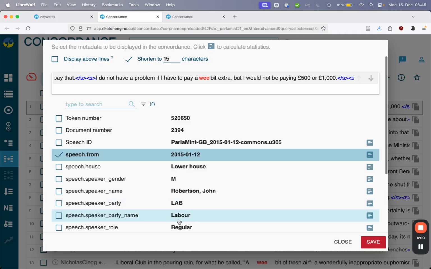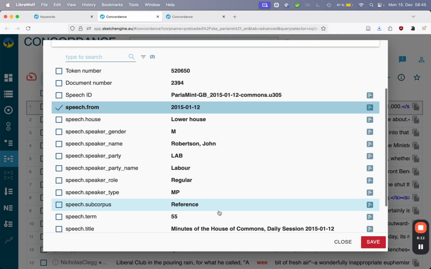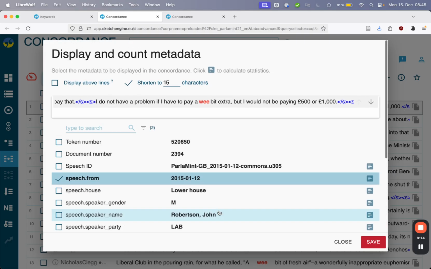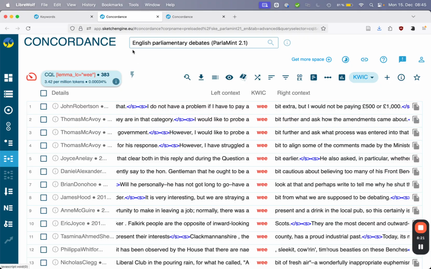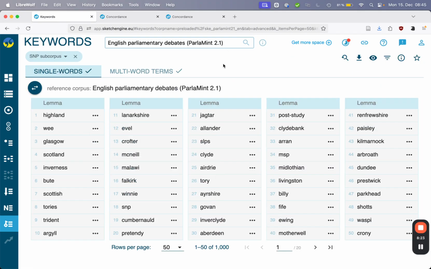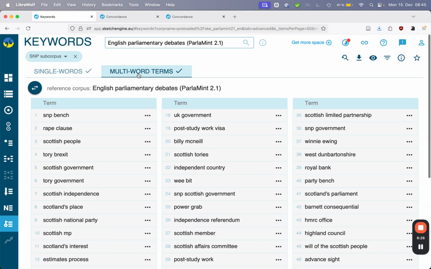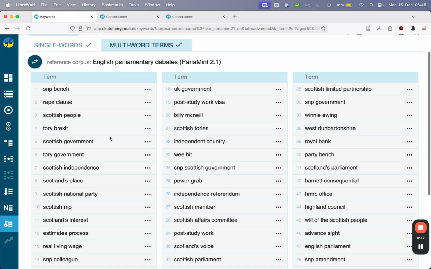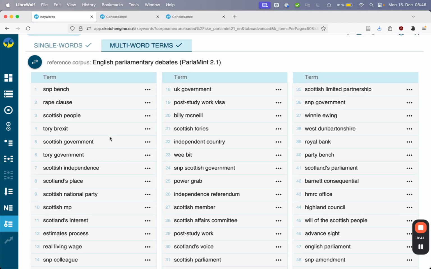He is a Labour MP, and we could find out which constituency he represents and whether it's one in Scotland or maybe in Northern Ireland. So that's how we use keywords. We can also, these are single keywords, we can also look at multi-word terms. So here we have some bigrams. And so we can see some bigrams that are specific or highly associated with SNP speeches.